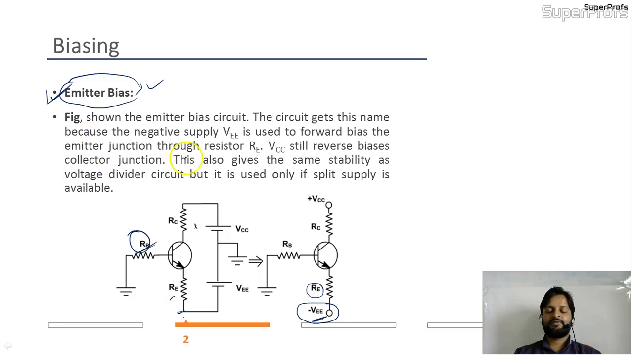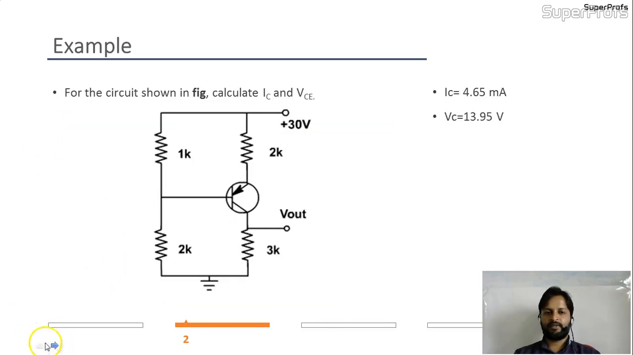The application of all these biasing we will see in the numericals only, in the problems only. Okay. This is one problem I'm leaving for you. You can do it. This is the simple potential divider circuit. You can do it, but remember this is PNP type. So apply the things accordingly. And here you can tally your answer. Your current is 4.65 milliampere. You can note it down, please.